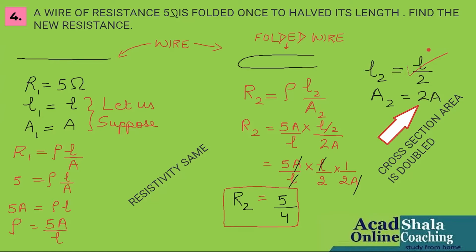Fine. And about the cross section area, of course, when I have folded it, this wire becomes a little bit wider. That is, you are seeing the width. So that means the cross section area is doubled. So putting the value of length, area and the resistivity, I get the answer as 5 upon 4. That is the new resistance answer.